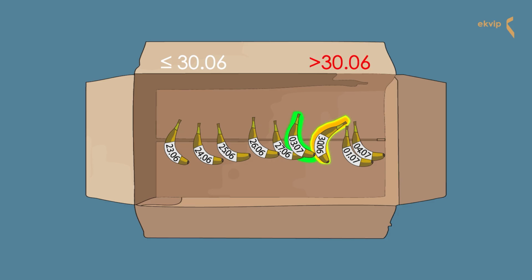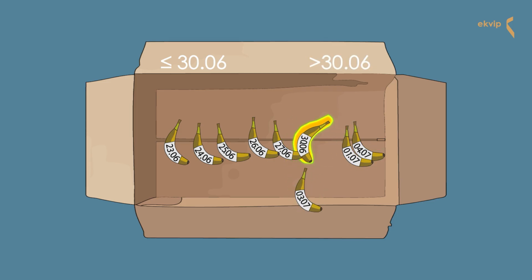July 3rd comes after June 30th. So July 3rd will go to the left side. The other bananas on the left side of the pivot stay in place because their expiration date is later. The banana with expiration date June 27th stays in place.